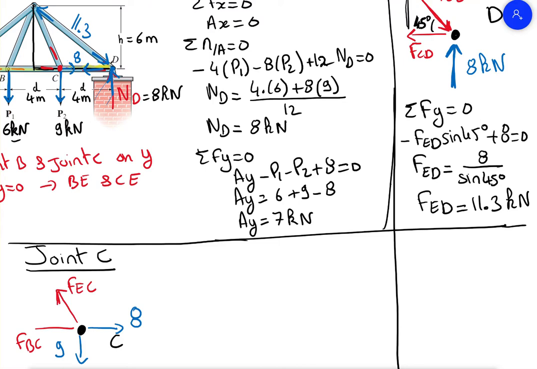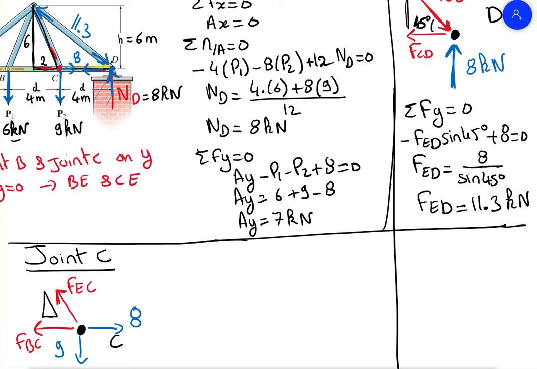And now, is this one going right or left? We don't know because this one is going left, this one is going right. So I will say that it is in tension, just because we need to say something. And this FEC, so this triangle there, this one is 6, this one is 2.